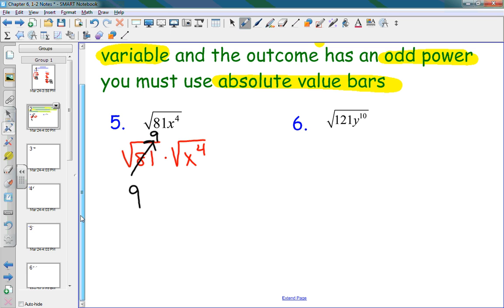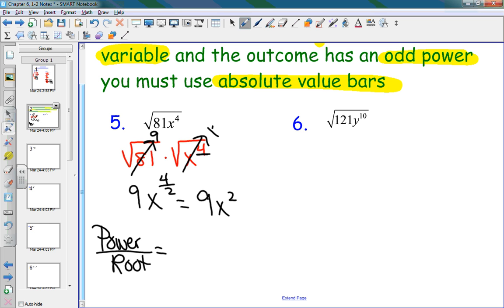Now, the next thing we're going to do is talk about how I can rewrite this. Is my power, which is 4, divisible by my root, which is 2? Yes, so we're going to write this as power over root. So this is going to be x raised to the power 4, root 2. Well, what is 4 divided by 2? 2. In other words, this is 9x squared. In other words, this comes out as an x squared. The reason it comes out as an x squared is because I took my power and divided it by my root. Do we understand that?